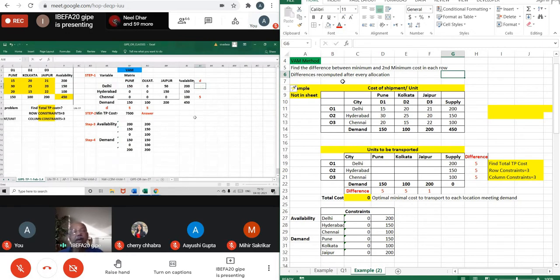No more difference. But complete allocation will be given. How much is the answer you got? So 17,500. Verify by solver.